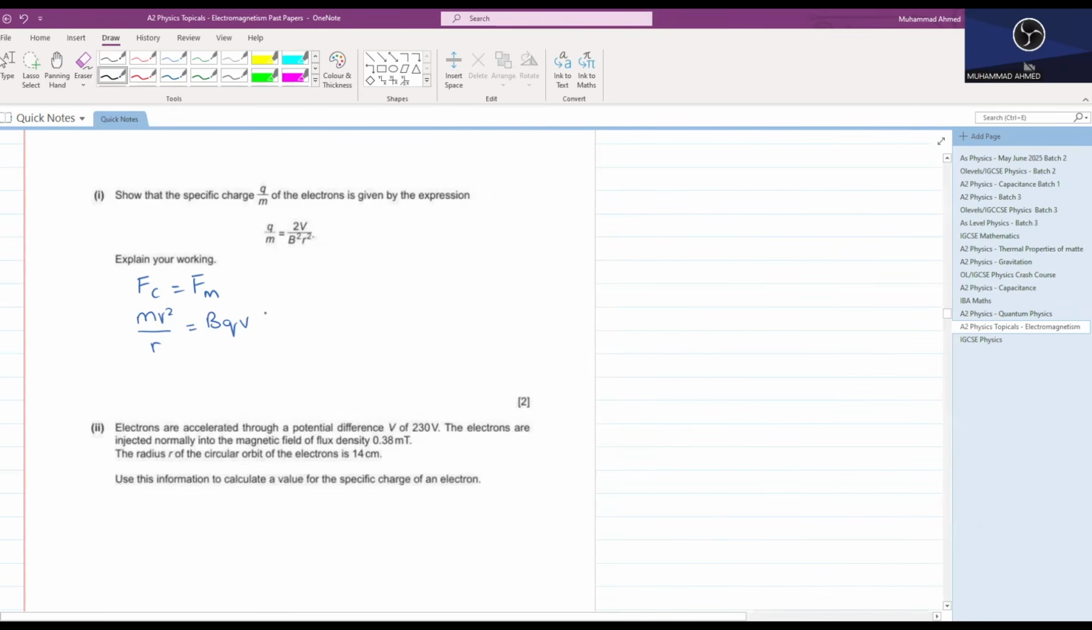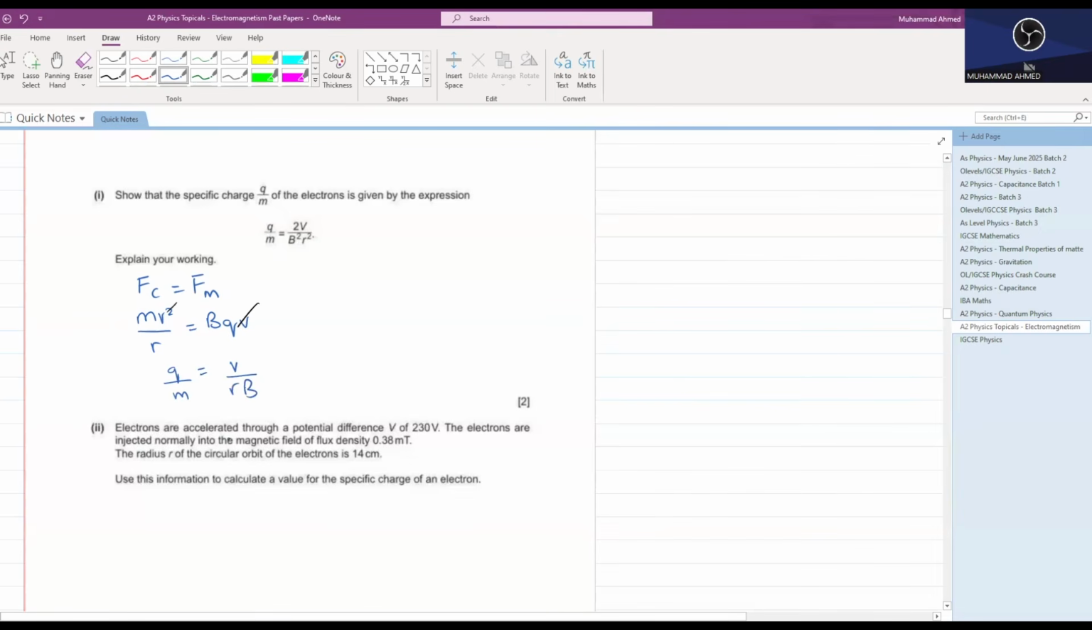What will be the next thing? We will cancel out these velocities. Now we have to make q over m the subject. So let's isolate q over m. Let's keep q here divided by m. This equals v over rB.